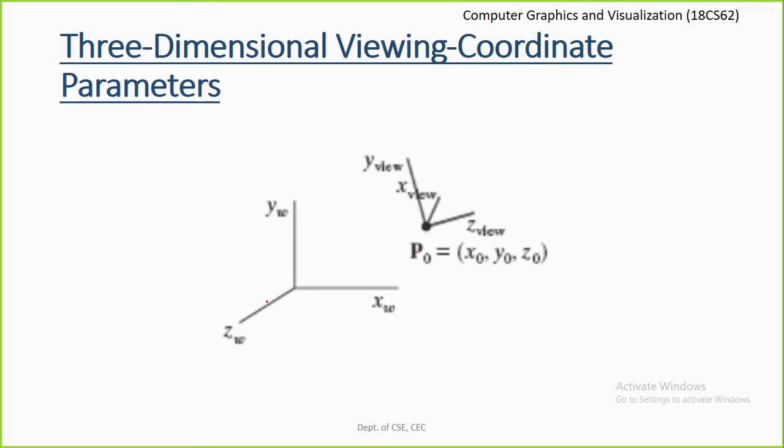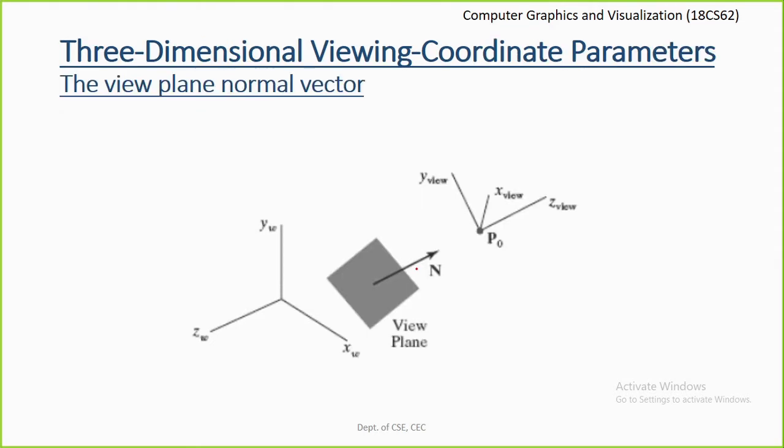So with respect to the world coordinate system, we have two coordinate systems here. One is the world coordinate system and the other is the viewing coordinate system. The origin of the viewing coordinate system is the point from where we are going to view a given object, and this particular origin is given by the point x0, y0 and z0. Okay, now the first thing that we need to consider in this three-dimensional viewing coordinate system is the normal, or the view plane normal vector.